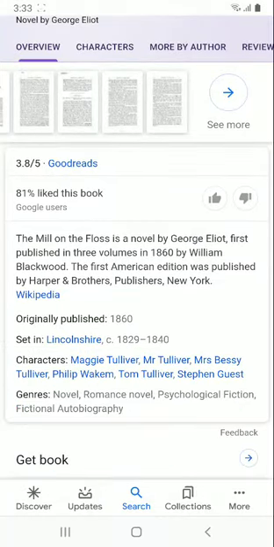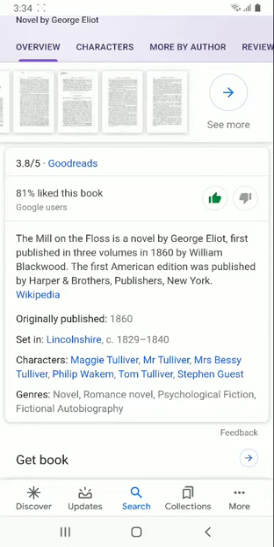Today we are going to see the fiction work of George Eliot. Yesterday, very clearly, we saw the introduction about George Eliot. Today, we are going to see the content of the fiction, The Mill on the Floss.